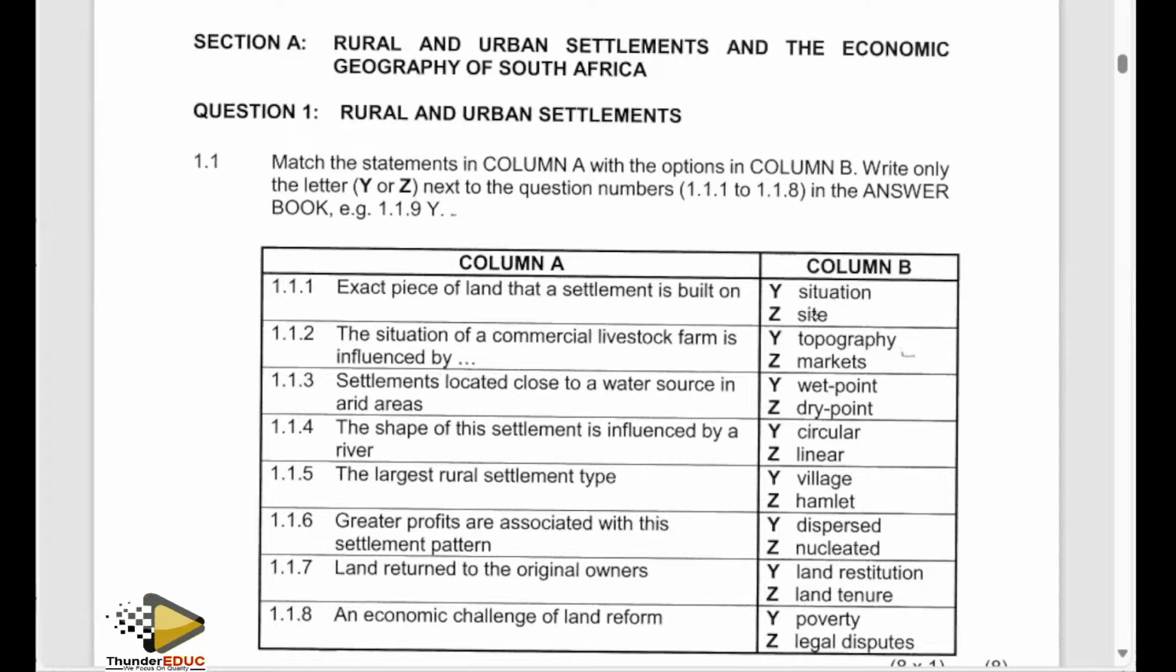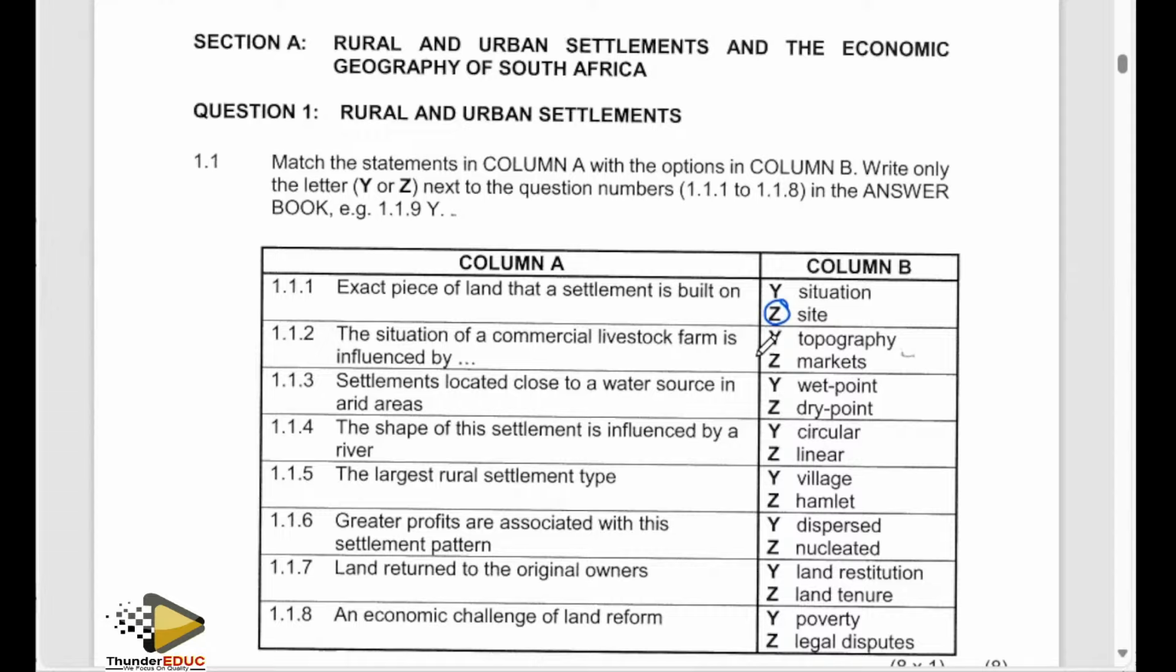Right. We are starting with the first description. It says, exact piece of land that a settlement is built on. We are looking at the exact piece of land. The correct response is a site of a settlement. A site is the physical place which is occupied by a given settlement. So it's the exact piece of land on which a settlement is established.